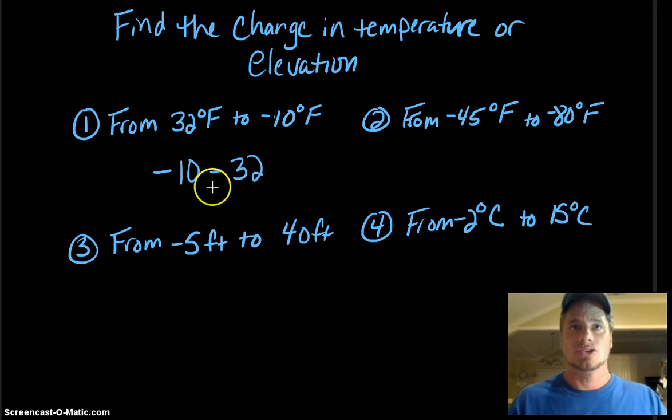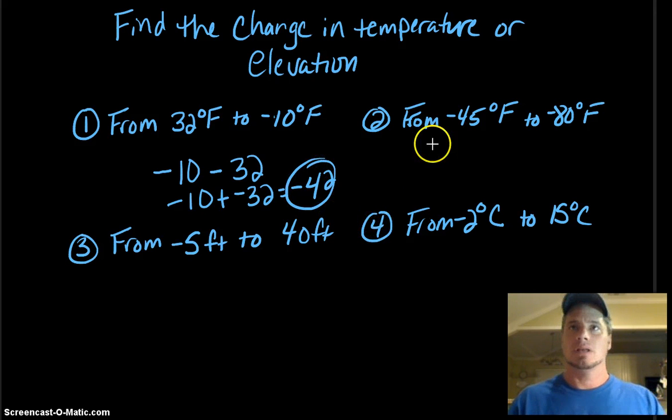Okay, let's change this to an addition problem. So it's negative 10 plus, and then the opposite of 32 is negative 32. Same sign sum, that's going to be equal to negative 42. And there's our change. Okay, look at the next one. Negative 45 degrees Fahrenheit to negative 80 degrees Fahrenheit. Again, we're going down, so we're going to have a negative change. Let's subtract. We're going to put negative 80 first, then minus negative 45.